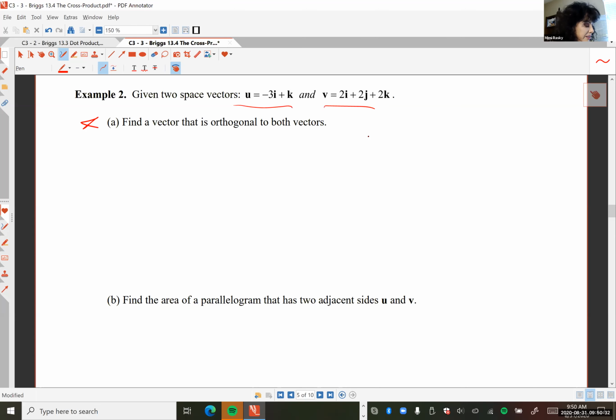They want us to find a vector that's orthogonal to these two given vectors. Any ideas? Is this going to involve projections? Nope. Their cross product. Yes! Thank you! Who just said that?